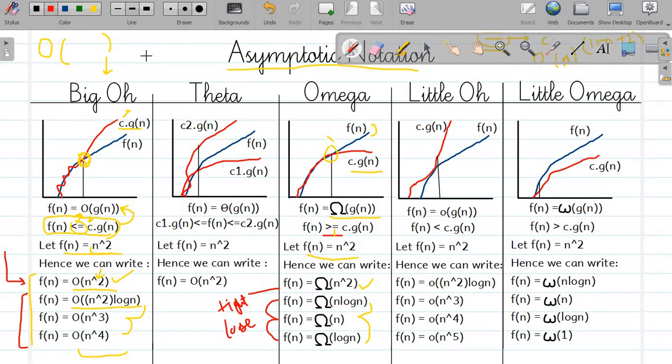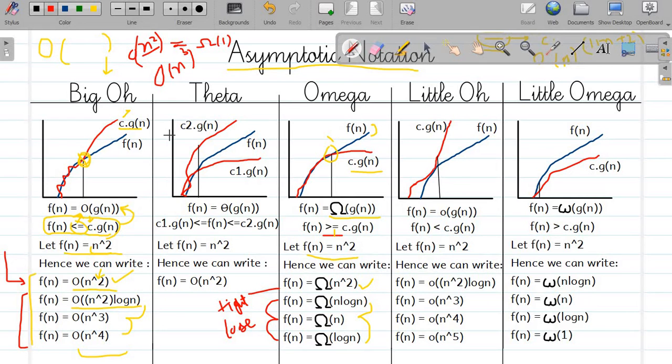Suppose we know that bubble sort works in order of n square. We can clearly write it as order of n cube as well. This is not wrong, but it is not asymptotically tight. We can even write that bubble sort works in omega of 1. This is not a wrong answer, but it is not very close to my actual answer, whereas n square is the closest to my actual answer.